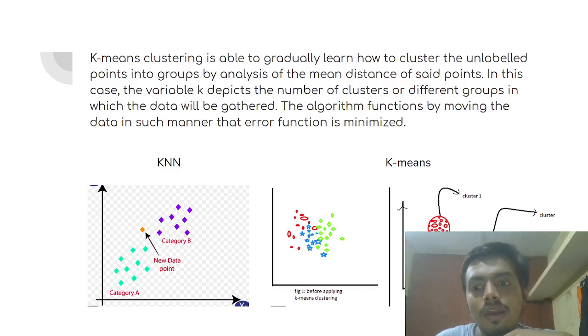So in graphical terms, we can see that in KNN we have two categories, A and B, and orange is a new data point. The model is trained on categories A and B, and then the question is whether the orange data point would go into category A or category B. And in k-means, in the first image we have randomly scattered data, and after applying the algorithm we have 3 clusters created.